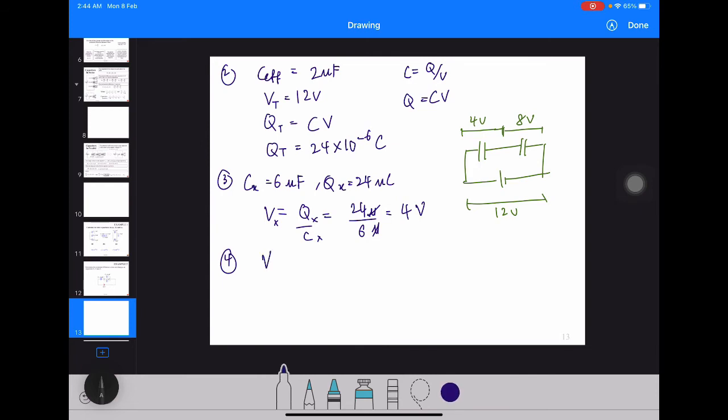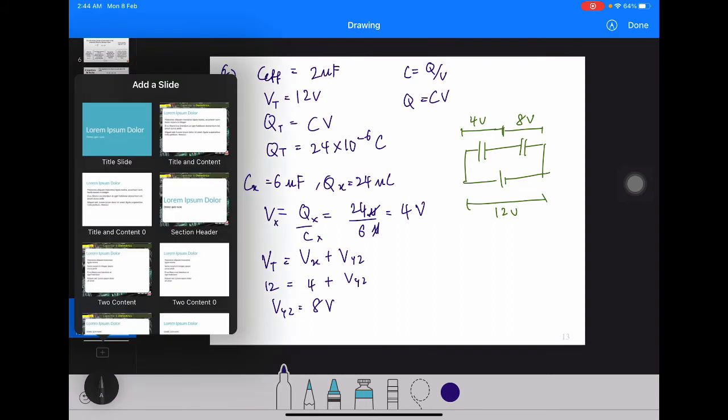Okay, V total is equal to Vx plus Vyz. So 12 equals Vx, which is 4, plus Vyz. We want to calculate Vyz, sorry, so I have to pretend I don't know this one. So Vyz is equal to 8 volts. So these are the steps on how to calculate.